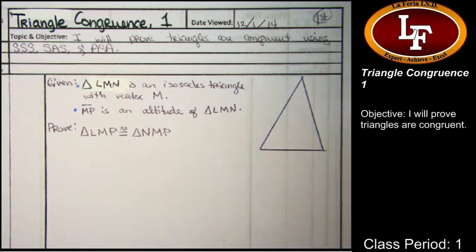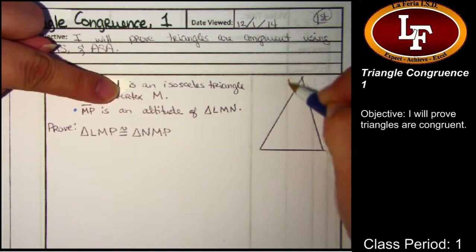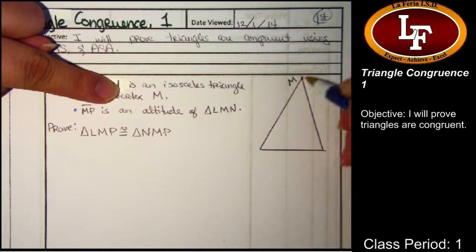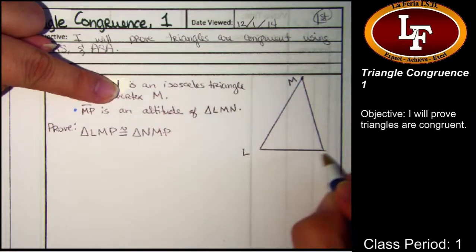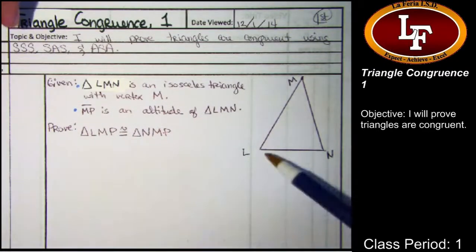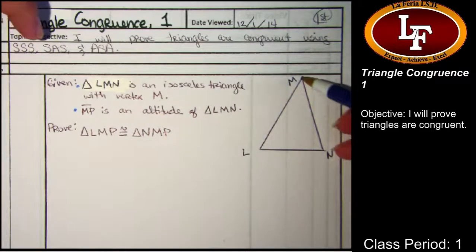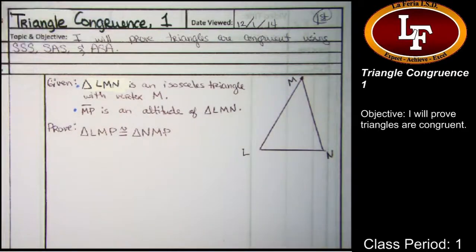So we're good. Vertex is M. So I'm going to name this one up here M because it's the one that looks like it's got the two congruent-ish legs. And then I'll just name the others L and N. So now I have triangle L, M, N, and here's my vertex M. Line segment MP is an altitude.